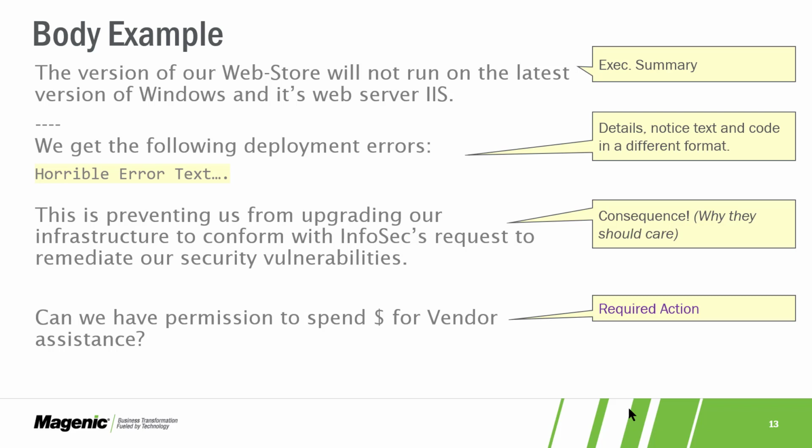And at the bottom, we should have a paragraph, which is one or more sentences talking about the consequence of the problem we just outlined. And then the very last thing before the signature should be the required action. Can we have permission to spend cash to get assistance from the vendor? Right? And why they should do that is the consequence. It's this paragraph above that, right? That's a well-written memo.